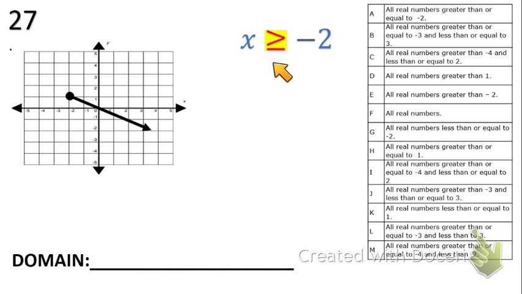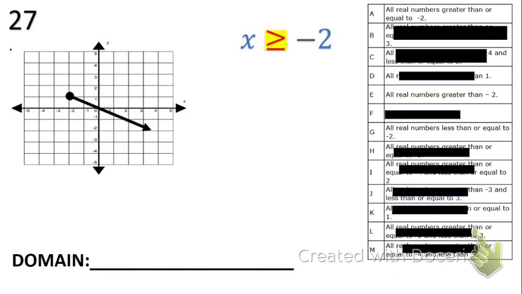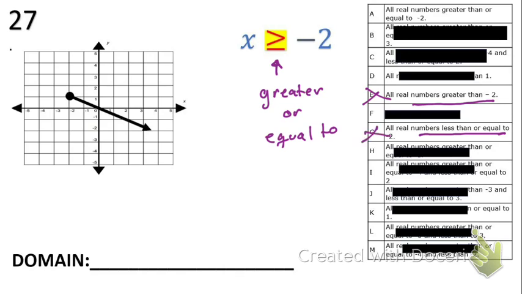All right, let's go to number 27. This one says x is greater than -2. So your answer choices should all have -2 in the answer. Now you need to understand what this symbol means. This is greater than or equal to. This only says greater than, not it. This one says less than, not it. This one says greater than or equal to -2. So the answer is A.